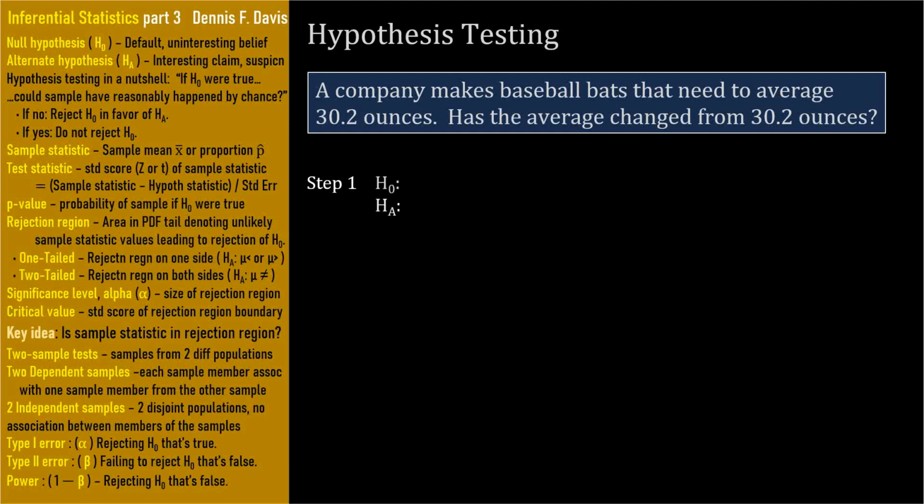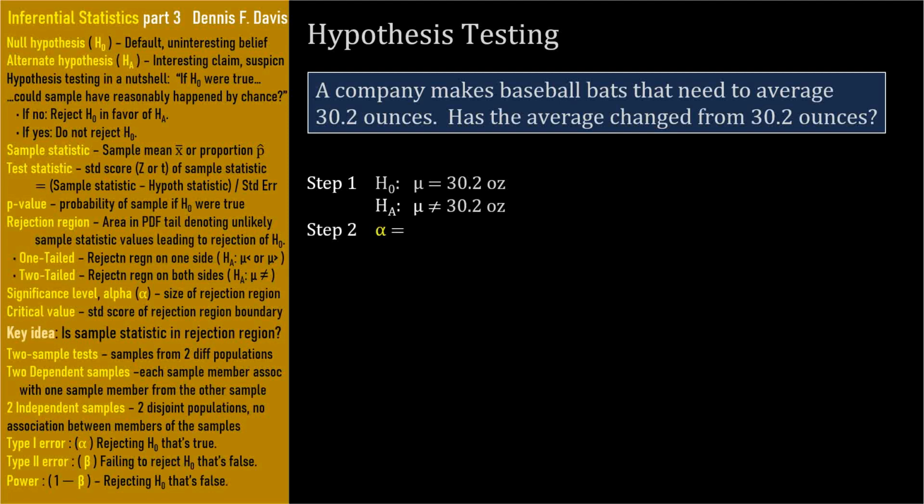The parameter will probably be either mu for means or p for proportions. This problem statement is about means, so the parameter in the hypothesis statement will be mu. It's often easiest to see the alternate hypothesis first. It's the claim, suspicion, theory, hope, or fear expressed in the problem statement. Here, it's that mu is no longer 30.2 ounces. The suspicion doesn't have a direction, so it's a two-tailed test, and H sub A is mu not equal to 30.2 ounces. This means H0 is mu equals 30.2 ounces.